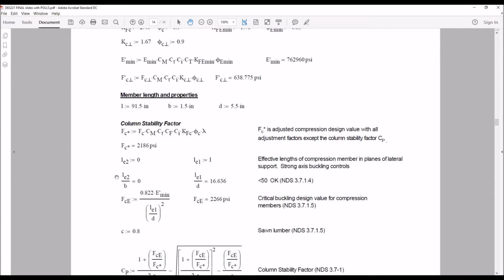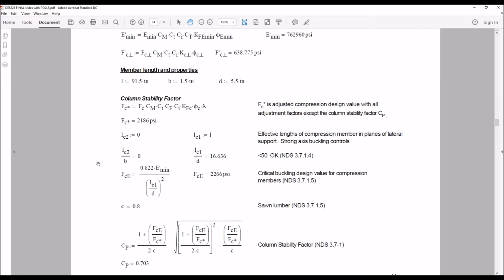of compression for the member in both planes of lateral support. So that's the strong axis and the weak axis. And in this one, the strong axis buckling will control, in that we are assuming that the gypsum braces the member continuously along the weak axis. So the L sub E2, our weak axis buckling, our unsupported length is equal to 0. For the strong axis, our unsupported length is equal to L, or the full member length. So that's that 91.5 inches.